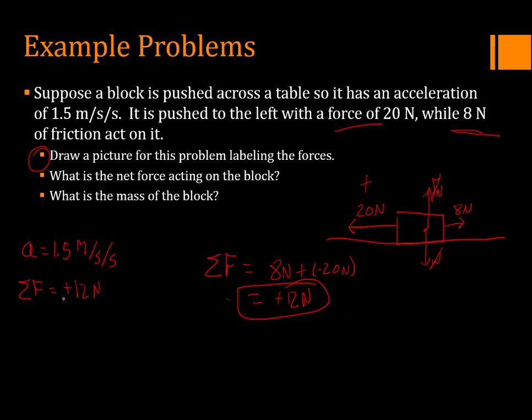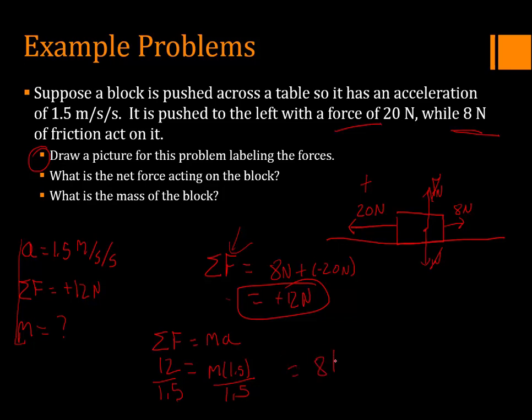And then it says, what is the mass of the block? So the last thing to find is the mass of the block. Well, how are we going to do that? Well, we do have a relationship between these three things. We know net force equals mass times acceleration. So first we found net force by summing up the forces. Now we're going to find net force by using mass times acceleration, except I know the net force is 12, the acceleration is 1.5, and the mass is unknown, so I leave it as m. Divide both sides of this by 1.5, and we get 8 kilograms. 8 kilograms of mass for this block.